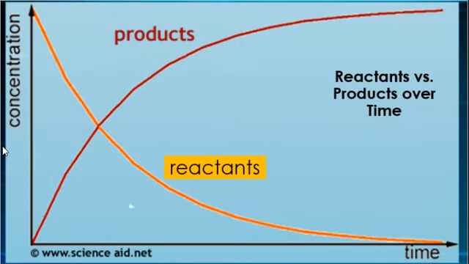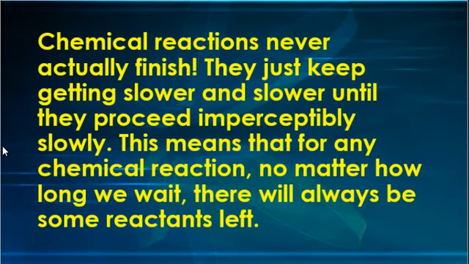So this is more general, where I'm starting with lots of reactants and I'm going down, down, down. This gets to the bottom. It shouldn't. Meanwhile, I start with 0 products. I get more and more and more products over time. All right, so this is just showing a time situation and how those are changing. So chemical reactions never actually finish. They just keep getting slower and slower until they proceed imperceptibly slowly.